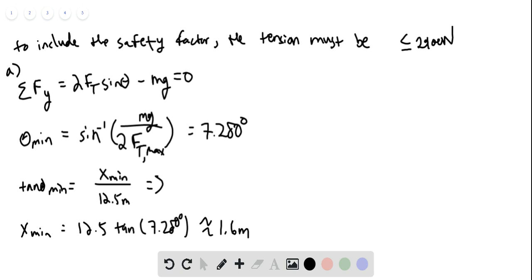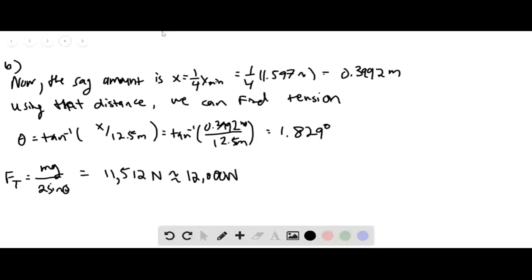So what we can do here, so we go to the next page. So as I said, you multiply by a fourth to get 0.3992. Use that distance to find the tension. And so essentially we flip around the tangent equation and take the arctan of both sides to cancel out the tangent on the left to get the angle. We plug in our new distance rather than 1.6. Now it will be 0.3992 meters. Then we calculate our angle.